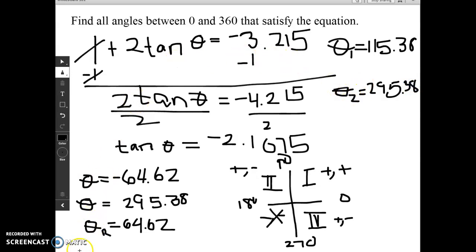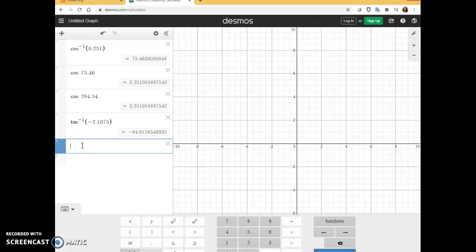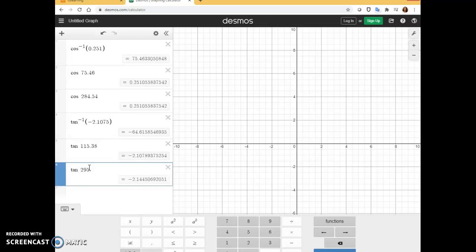And again, we have this nice calculator. Let's check our answers. All right. So I just typed in tangent of 115.38, and I get negative 2.107. Not 5, but it's pretty close. We did a lot of rounding, so we can give ourselves a break. And then the next one is tangent of 295.38. And again, it's pretty close. Again, our rounding was off a little bit, but it looks like it is the correct answer.